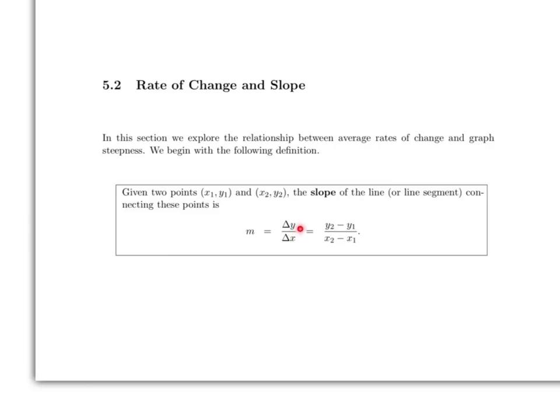Delta y represents the change in the y coordinates, and delta x represents the change in the x coordinates. So y2 minus y1 would be the total change in y, and x2 minus x1 would be the total change in x.